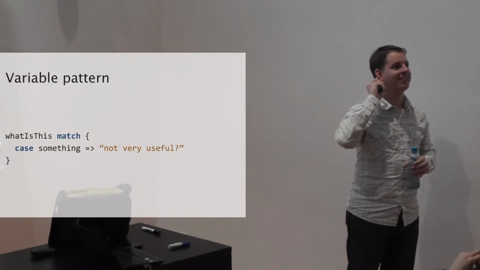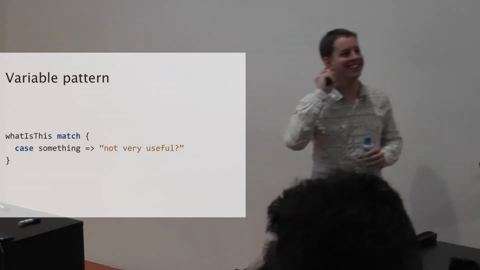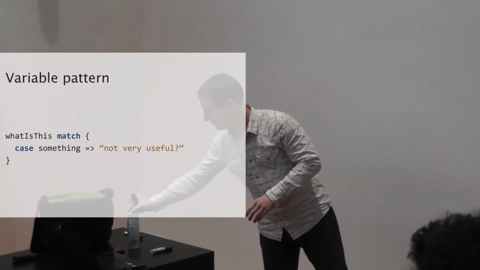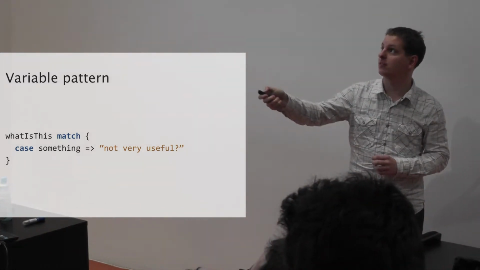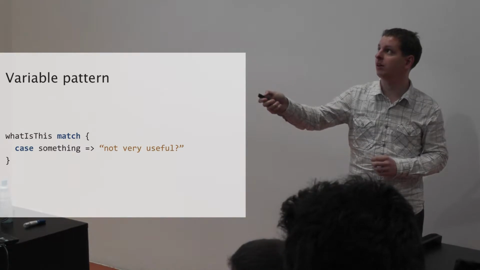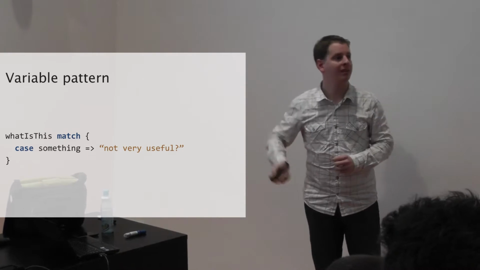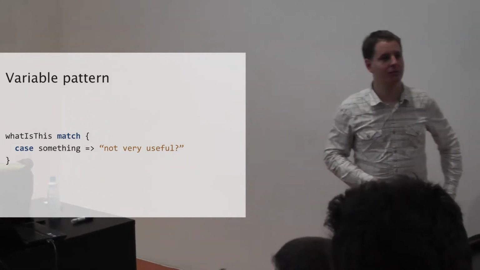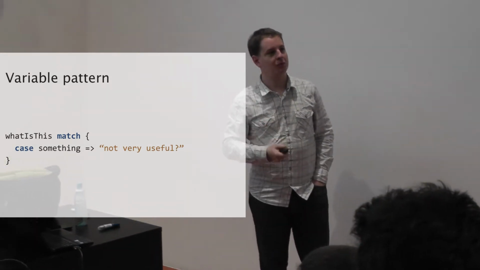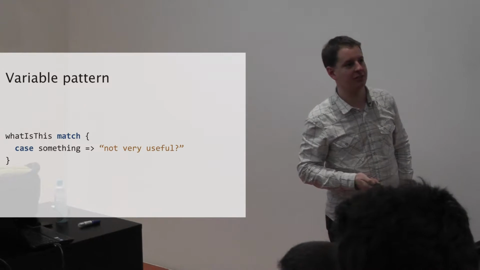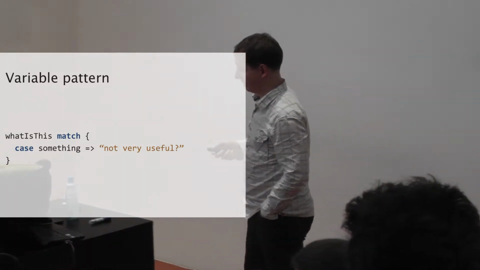Haven't heard anything? Any? Some? It will be the same type as this one's. If this is an integer, then something will be an integer too. If it is an Any, something will be Any too. It's the same type. So yes, in this case, it looks like it's almost useless, but we will see later that the patterns compose, and we will make use of it.